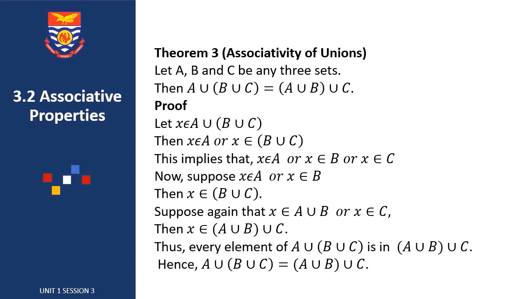This means that every element that can be found in A union (B union C) can also be found in (A union B) union C. We can therefore conclude that A union (B union C) is equal to (A union B) union C.